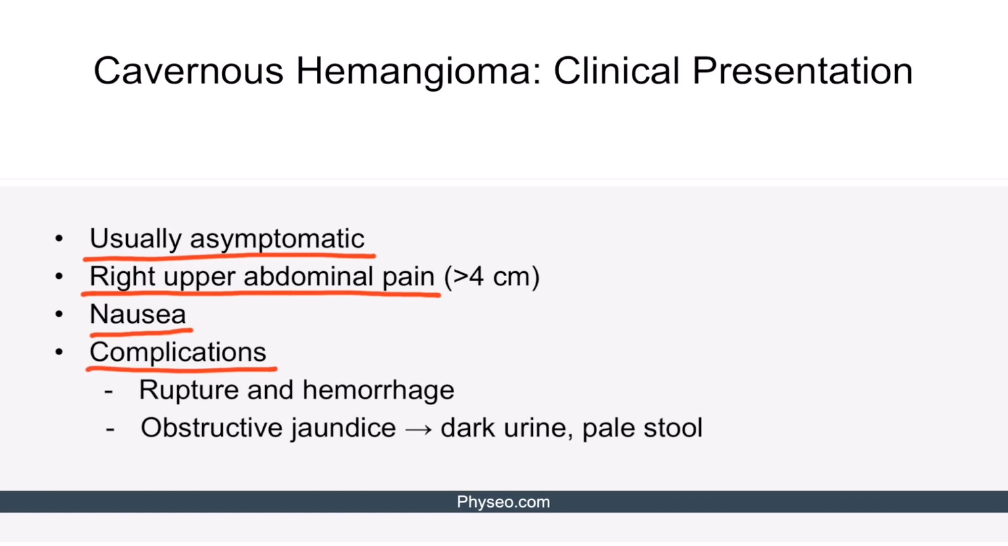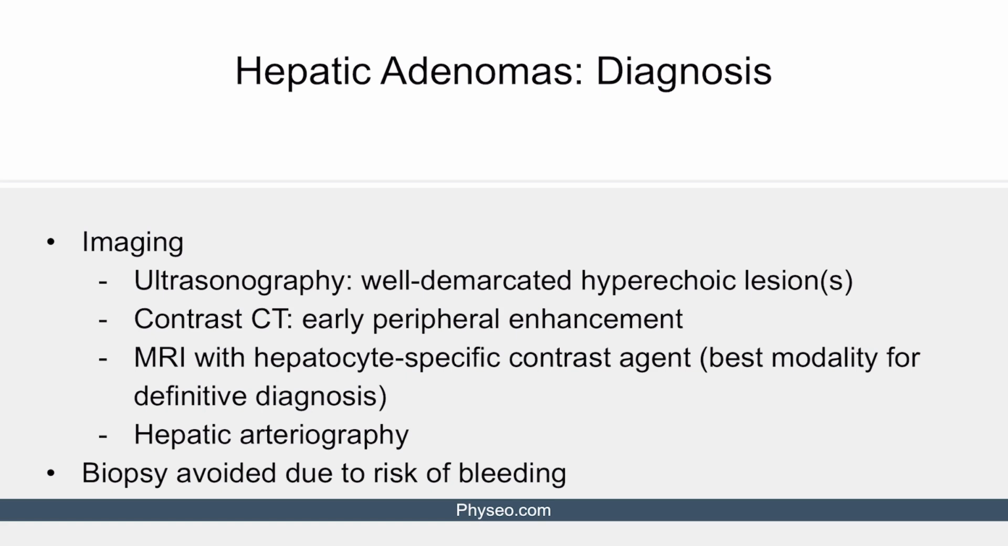Since a cavernous hemangioma consists of blood vessels, it's prone to rupture and hemorrhage. Additionally, it may obstruct intrahepatic ducts, causing obstructive jaundice. Obstructive jaundice typically presents with dark urine and pale stools because direct bilirubin ends up in the urine rather than the intestines. Let's talk about the diagnosis now.